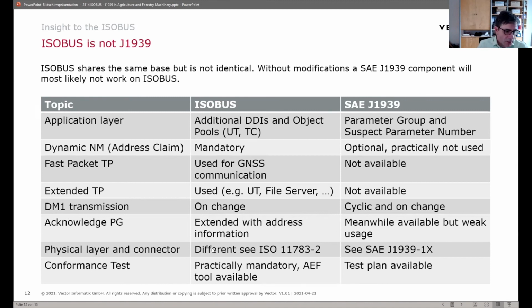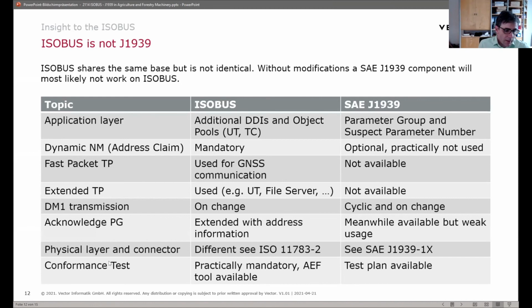This is absolutely mandatory. The physical layer and connectors, there we have differences, so you won't attach a SAE J1939 connector to the Isobus and vice versa. Isobus also comes along with some degree of power supply for each ECU. It's not just the pure CAN network.